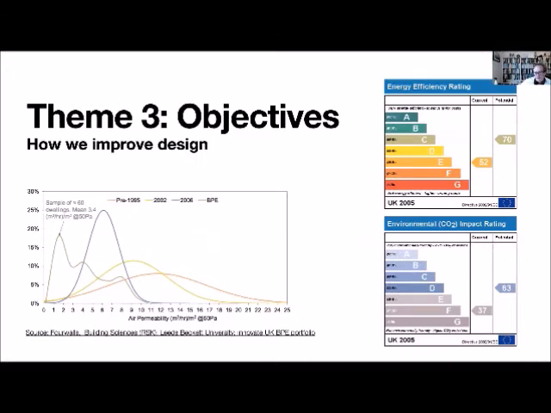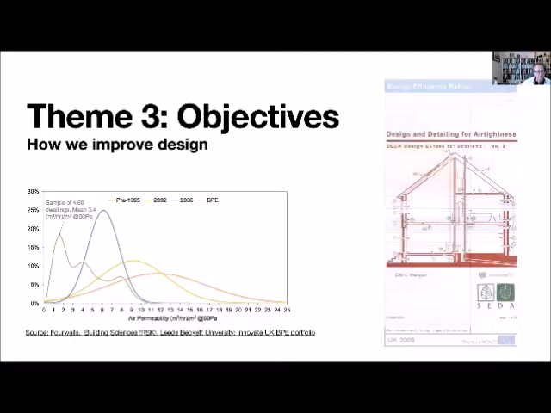How we improve design. I mean, airtightness is a really interesting problem. It's obviously been driven by building regulations and energy efficiency, and it's been very effective. Those series of graphs show how buildings have got more and more airtight as we've gone through. And one of the reasons that's been really effective is that we've had good advice on how to do that.